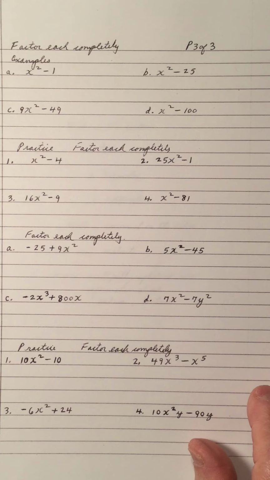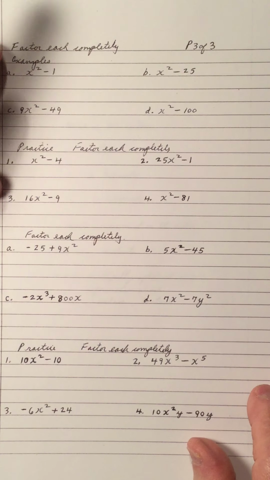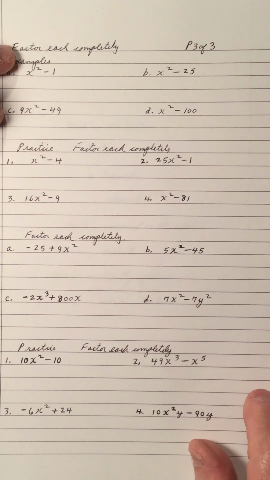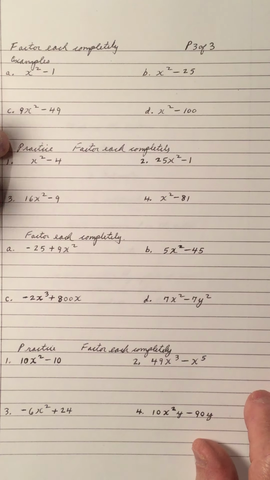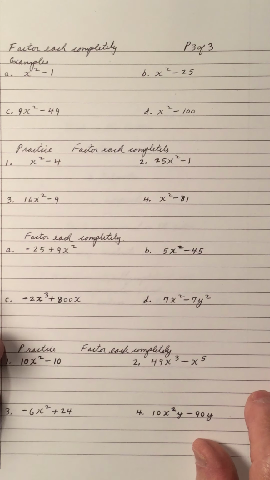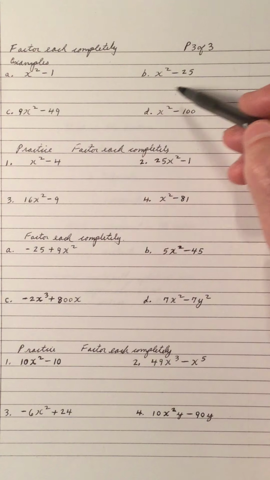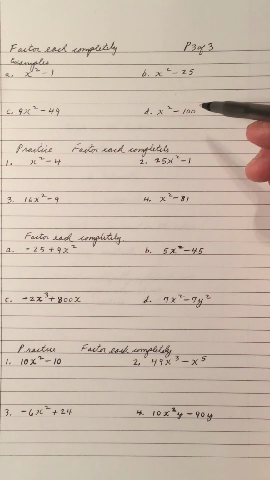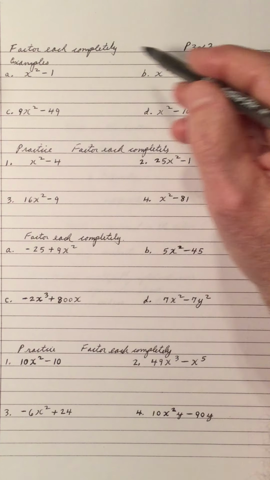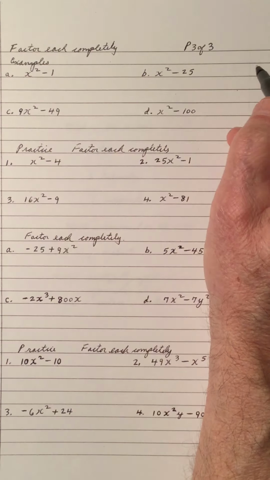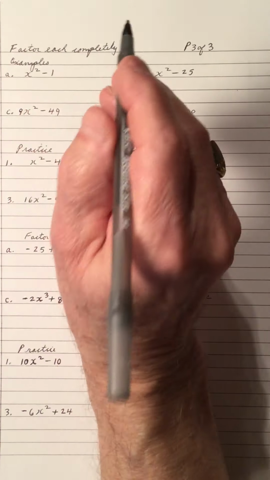Now we have some more practice here. I'm going to do these 4, you can do these 4. Then I'll do these 4, and you'll do these 4. So let me work these out. Or you can pause right now and work out the answers and press play to see if you're okay. You can do all these yourself to see how you're going to do them. Factor each completely. So watch this.